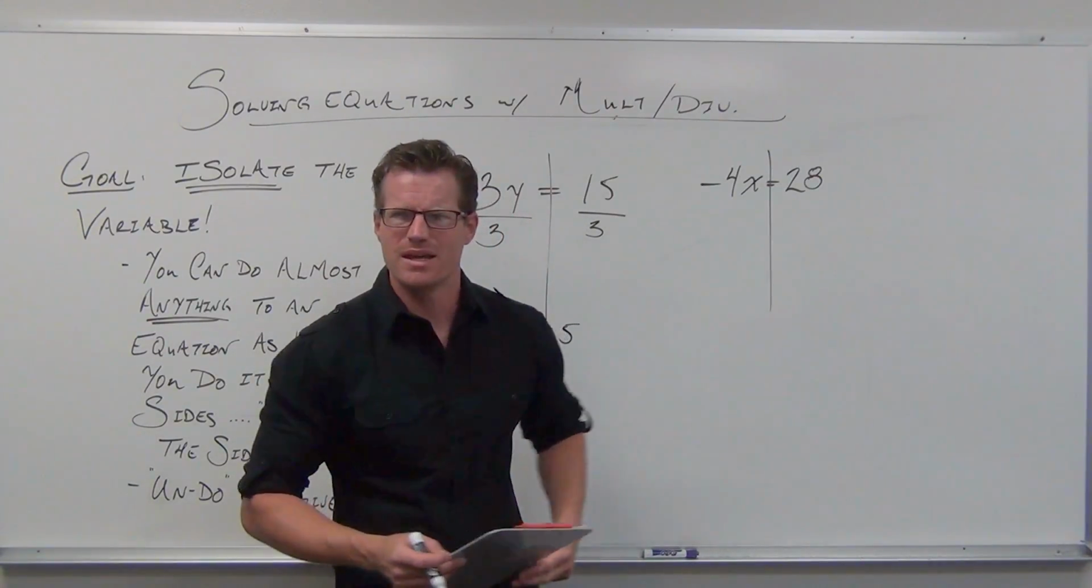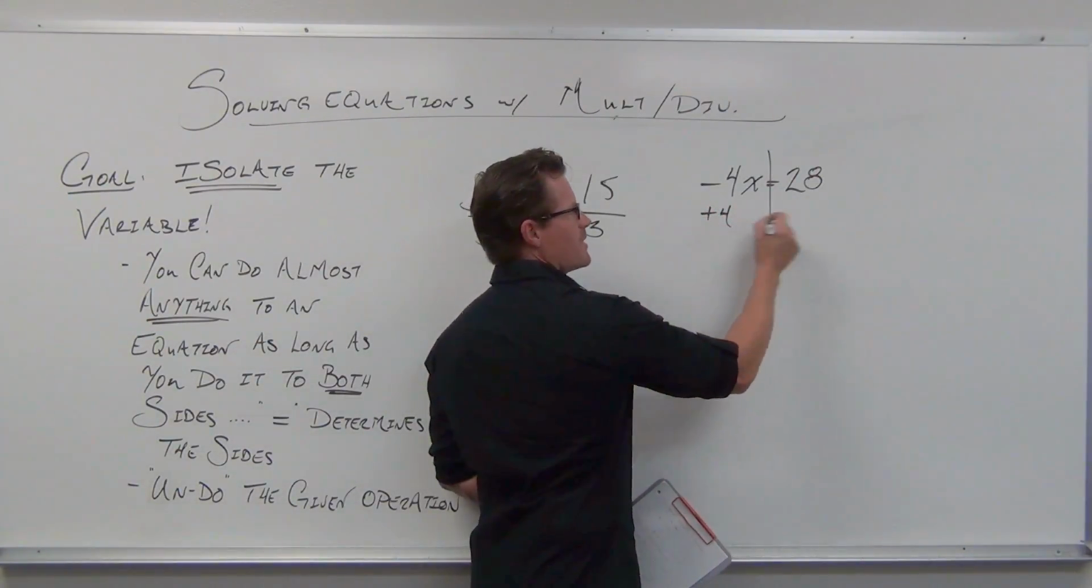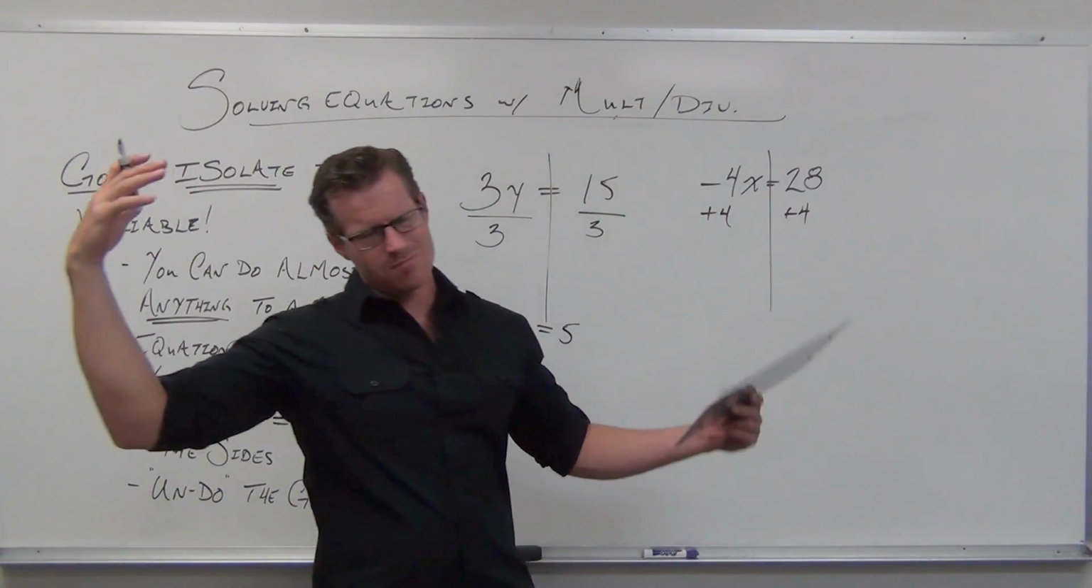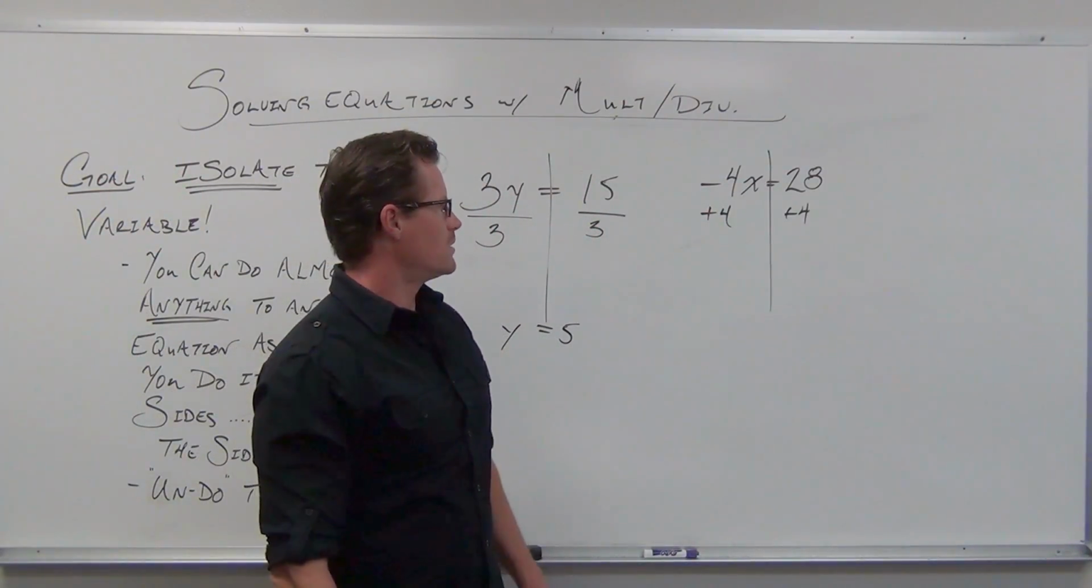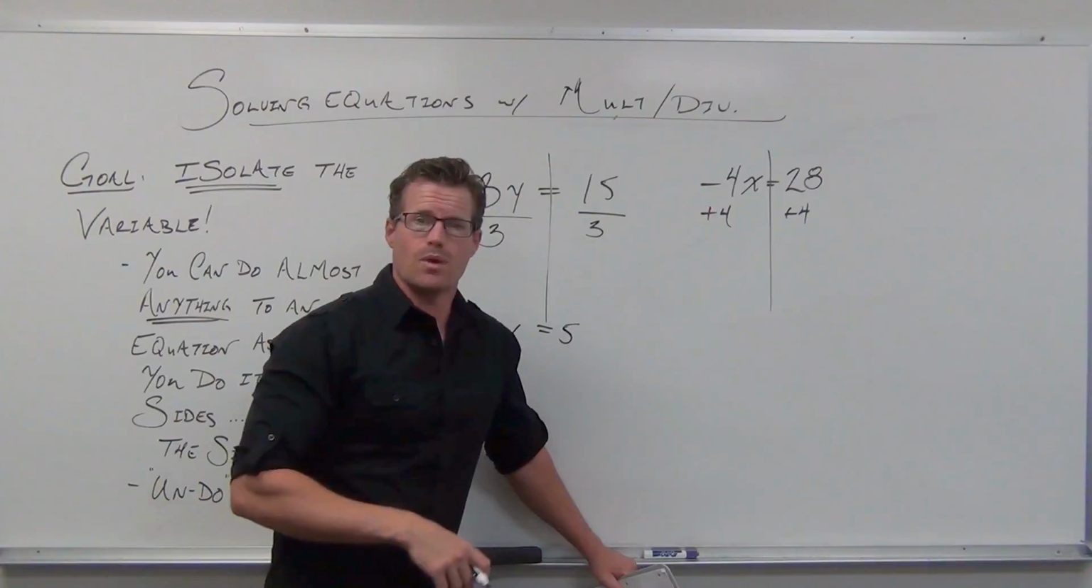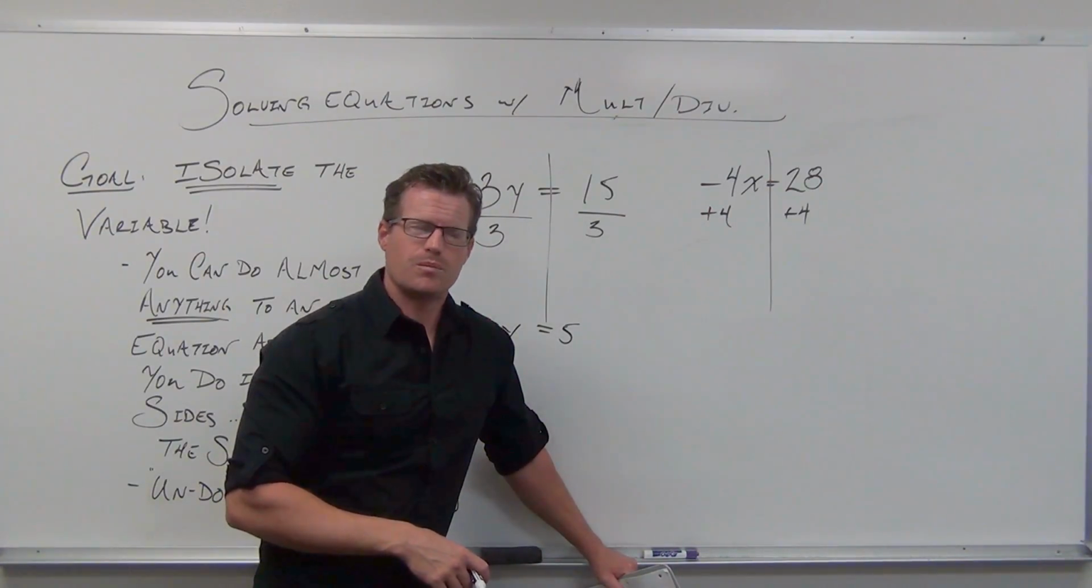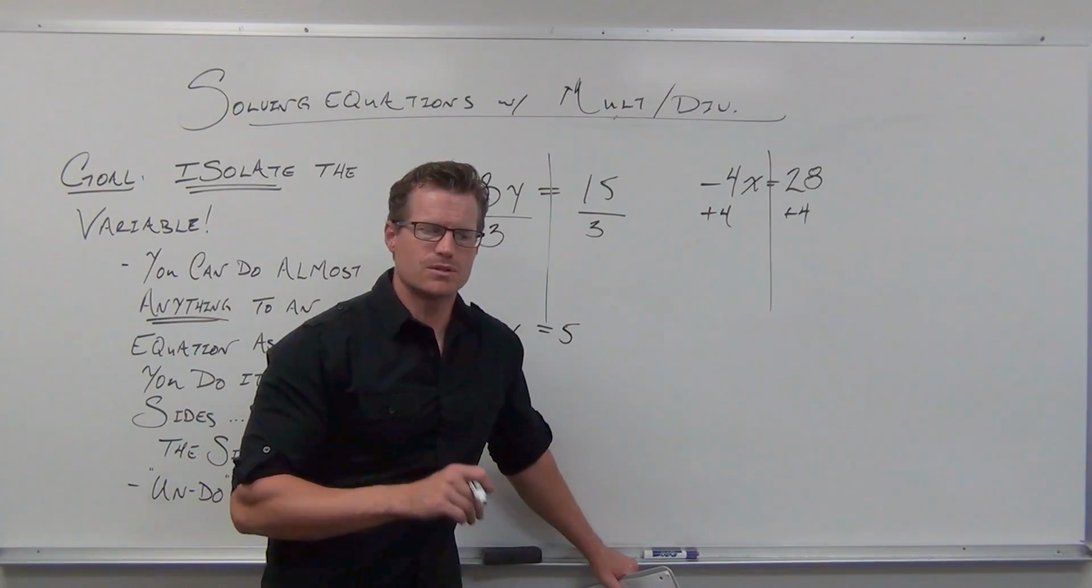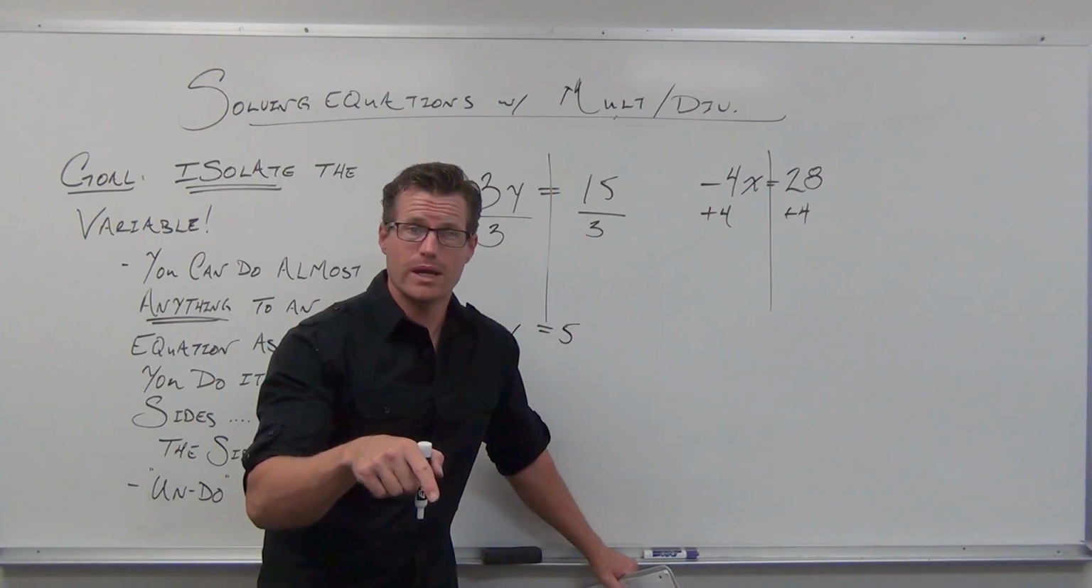I'm going to get rid of that -4. Leonard told me in the last video, I just add 4 to both sides. Boom, mic drop, I'm done. What do you think? Is that the right thing to do? Part of learning math is being able to find someone else's mistakes. It's just a great way to do that.